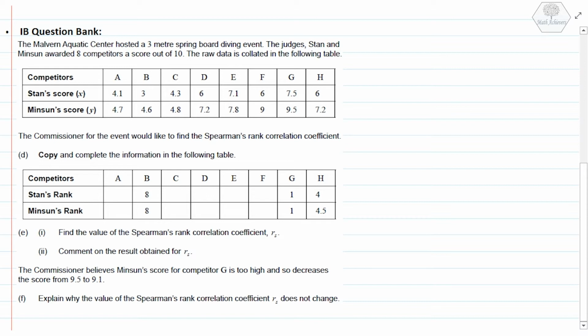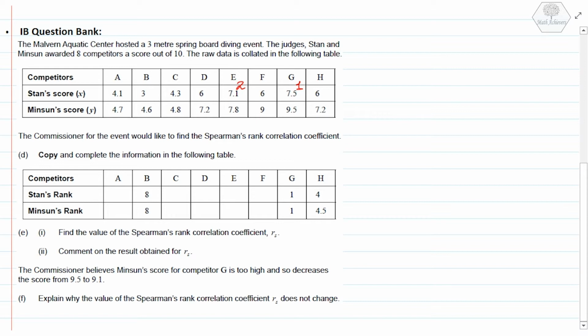The commissioner for the event would like to find the Spearman's rank correlation coefficient. We need to copy and complete the information in the following table. So I have the competitors and I have Stan's rank and Manson's rank. Let's rank first Stan's score. The highest value always takes 1. Then the 7.1, because it's the second highest value, it takes 2.